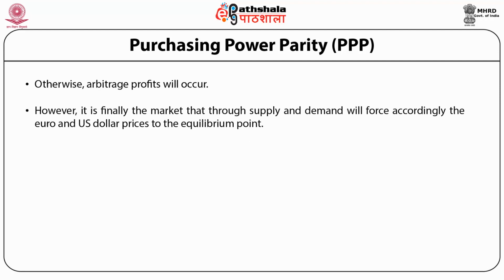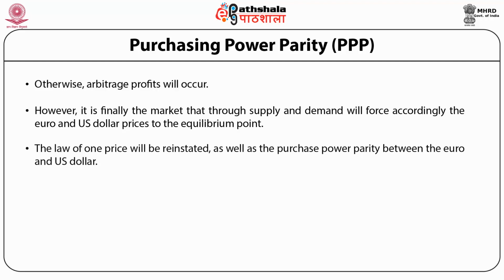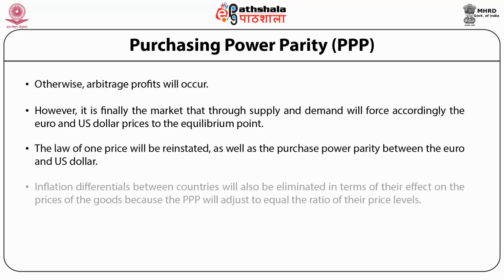However, it is finally the market that, through the forces of supply and demand, will decide the euro and US dollar prices at the equilibrium point. Thus, the law of one price will be reinstated, as well as the purchasing power parity between the euro and the US dollar. Inflation differentials between countries will also be eliminated in terms of their effect on the prices of goods, because the purchasing power parity will adjust to equal the ratio of their price levels.